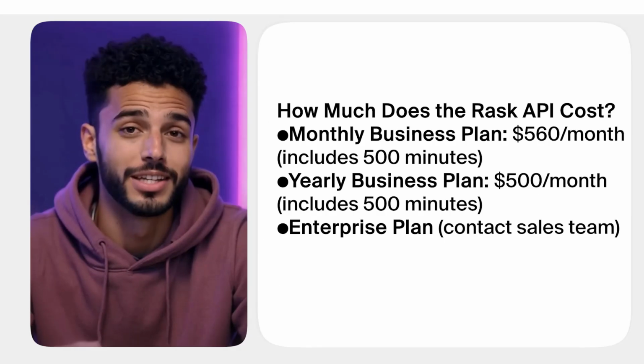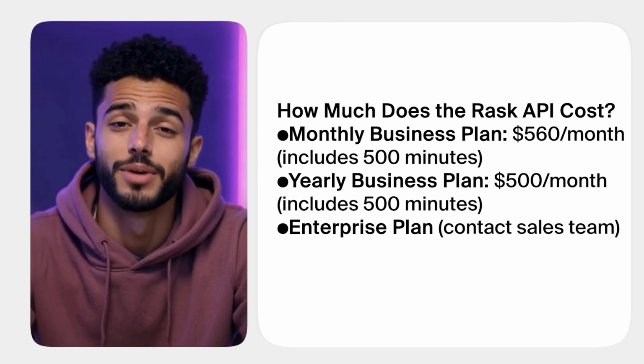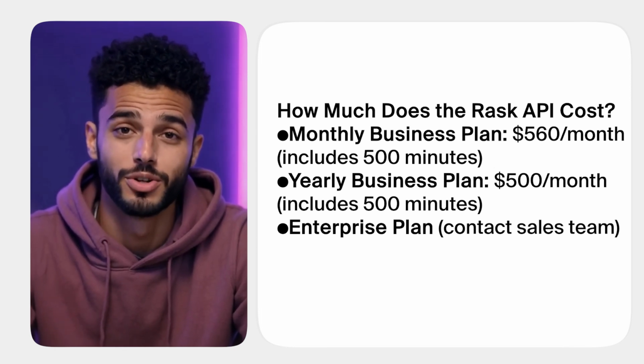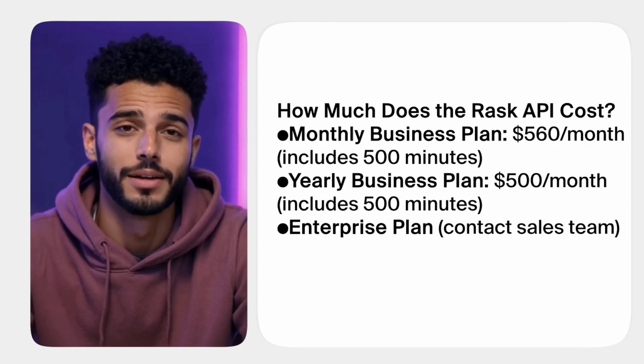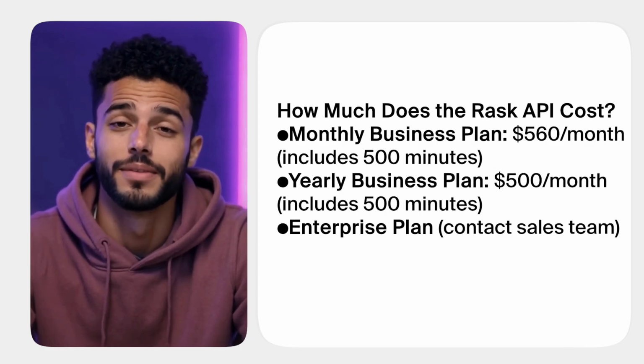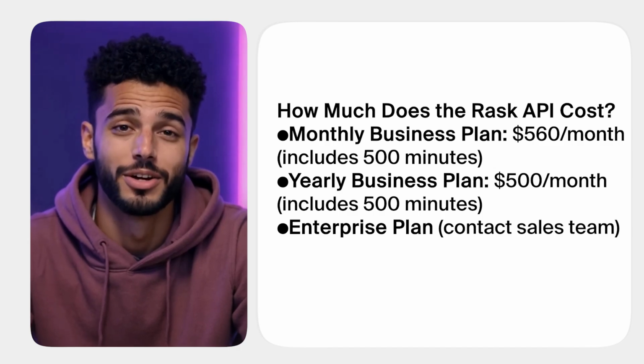How much does the Rask API cost? Monthly business plan, $560 per month, includes 500 minutes. Yearly business plan, $500 per month, includes 500 minutes. Enterprise plan, contact sales team.